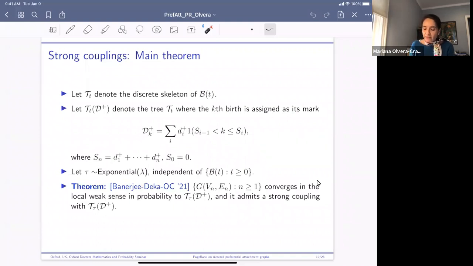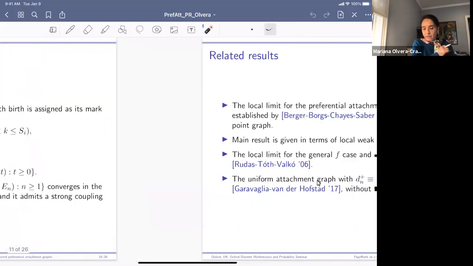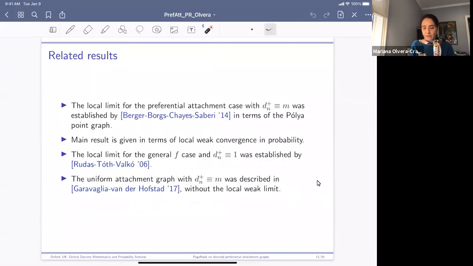And what we have is the main coupling theorem here that says that our sequence of preferential or uniform attachment graphs, or general attachment graphs for the general F case, converges both in the local weak sense and in probability, and admits a strong coupling, both, with the limiting object, which is the tree stopped at the random time tau with the marks D plus. And you would think, well, where did that come from? Since this was a graph that had non-trivial structure and I ended up with a tree. Well, I'll get to that.